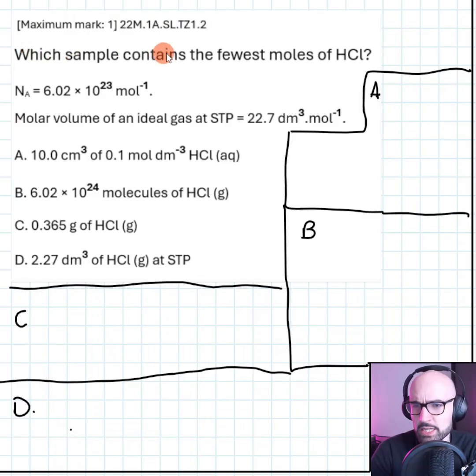Which sample contains the fewest moles, so the lowest amount of moles of HCl? It provided us with Avogadro's number and the molar volume of an ideal gas at standard temperature and pressure conditions. A. 10 centimeters cubed of a 0.1 moles per liter solution of HCl.